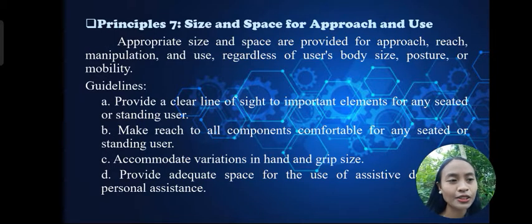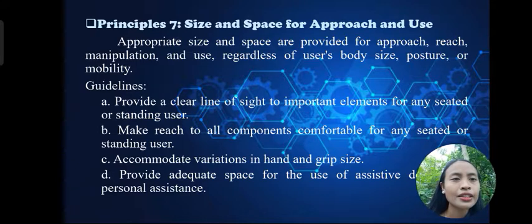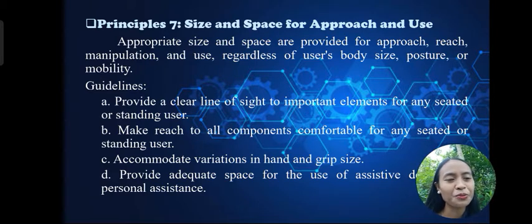For the seventh and the last one is the size and space for approach and use. So, appropriate size and space are provided for approach, reach, manipulation, and use regardless of user's body size, posture, or mobility. So, doon tayo lagi sa bibigay ng inclusion. So, whether their body size is big or small, yung posture nila or yung mobility nila is kaiba sa the rest, dapat pa rin silang ma-accommodate through providing them appropriate size and space. So, here are the guidelines.